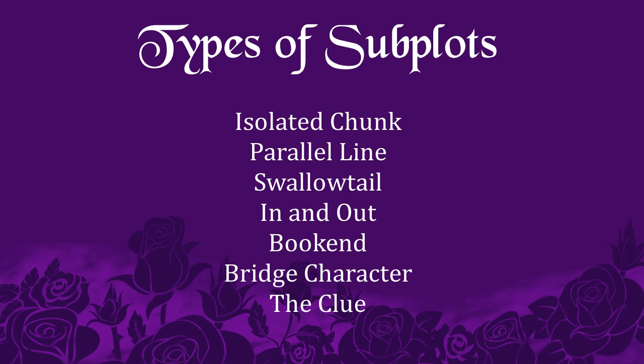The bookend is a common literary device wherein a book begins and ends with similar scenes, or a plot point other than the primary conflict, which is set up at the beginning and resolved at the very end. It's also a kind of subplot since it involves plot points outside of the primary conflict resolution. The bridge character is a type of subplot that uses a character to connect the main plot to plots that occur in other settings or to another series of events.